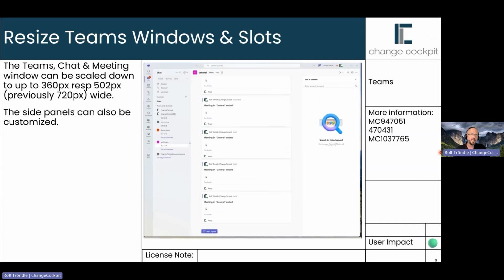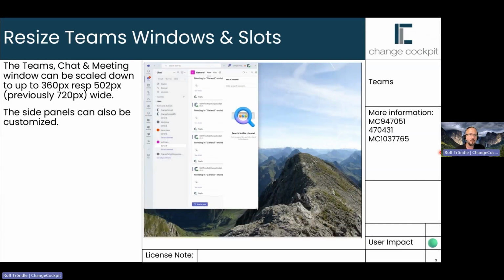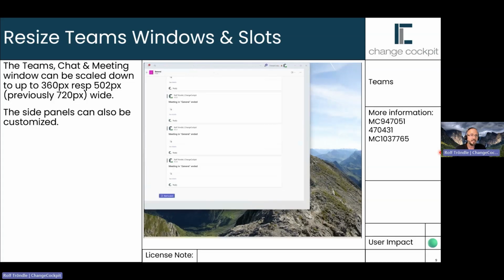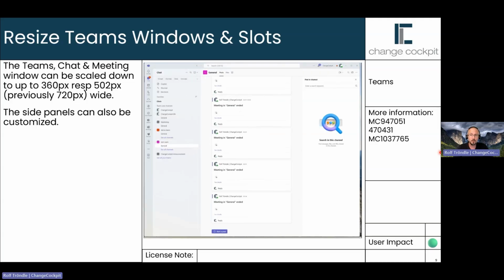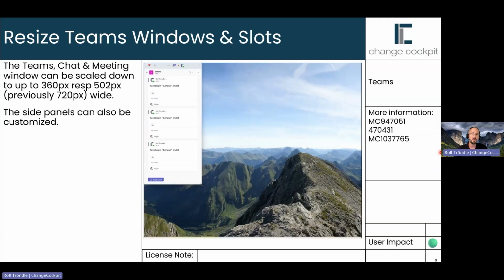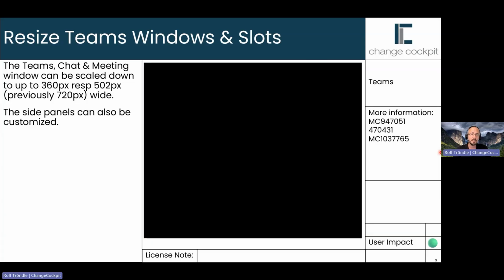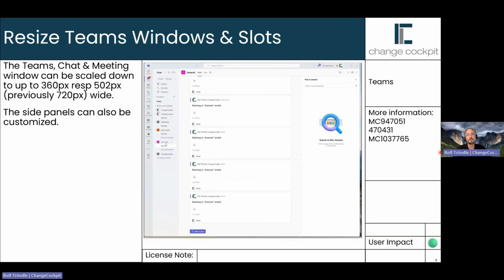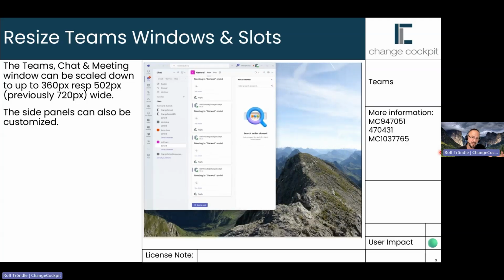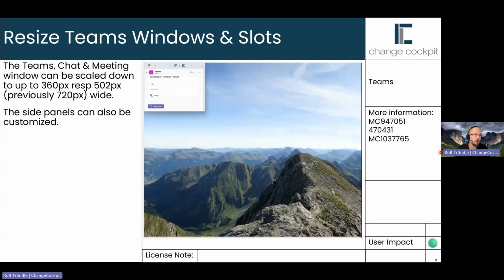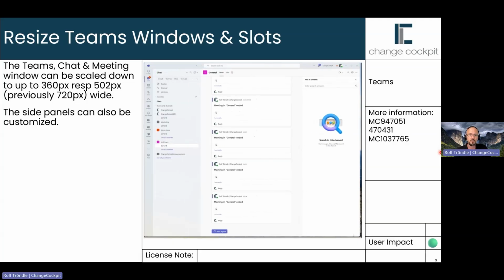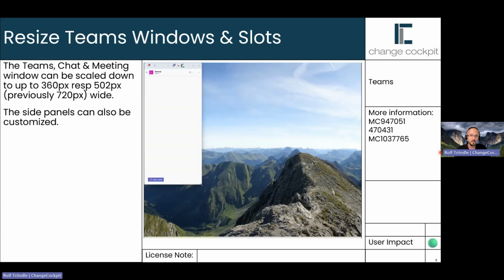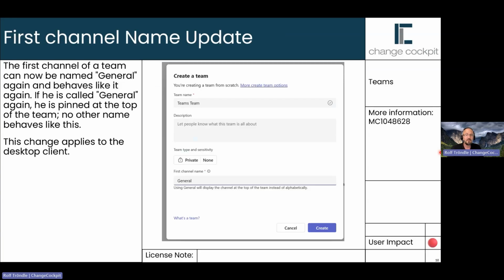Now you can resize Teams windows and slots within Teams freely. This means you can scale Teams down to only a small window. So if you don't have such a large screen, and you have only one screen and you would like to do multitasking on it, you can now squeeze Teams together. So you can have other windows and tasks open at the same time, which allows for better multitasking and comfort.